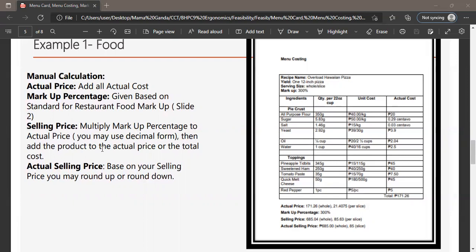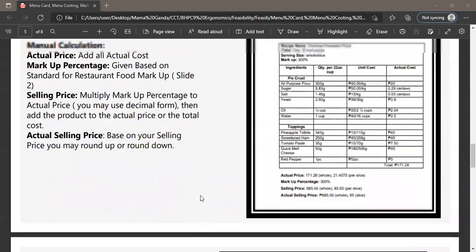And then how are you going to have the selling price? Multiply the markup percentage to the actual price. But first, you need to convert the markup percentage into decimal form. And then you need to add the product to the actual price or the total cost. Okay. And then for the actual selling price, based on your selling price, you may round up or round down.